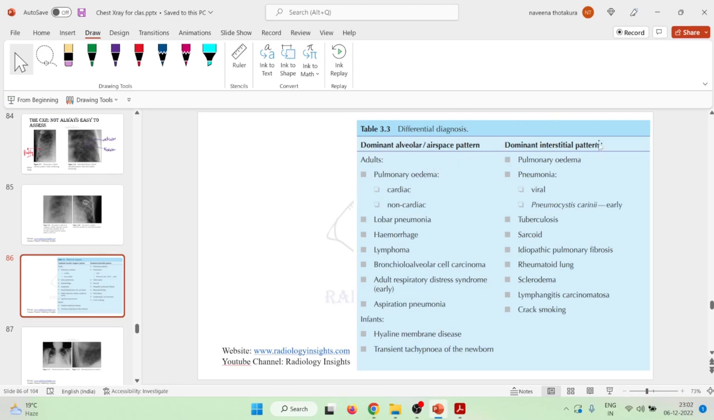Then the second type, dominant interstitial pattern. A dominant interstitial pattern is seen in pulmonary edema, pneumonia that can be viral or Pneumocystis carinii pneumonia, tuberculosis, sarcoidosis, idiopathic pulmonary fibrosis, rheumatoid lungs, scleroderma, lymphangitis carcinomatosa, and crack smoking. So these are the differential diagnoses of alveolar and interstitial patterns.